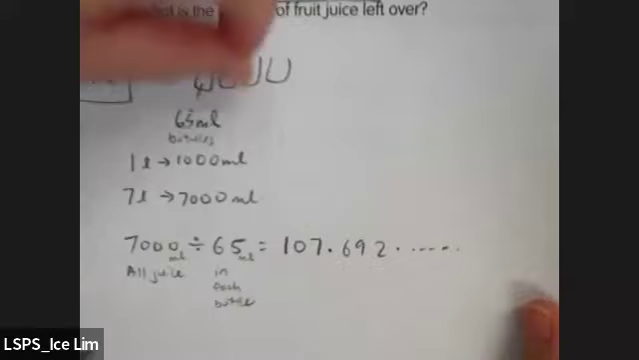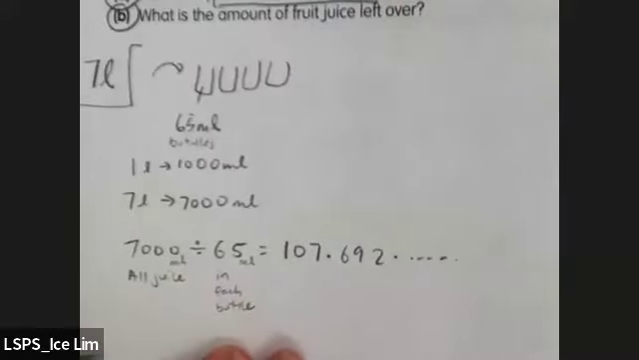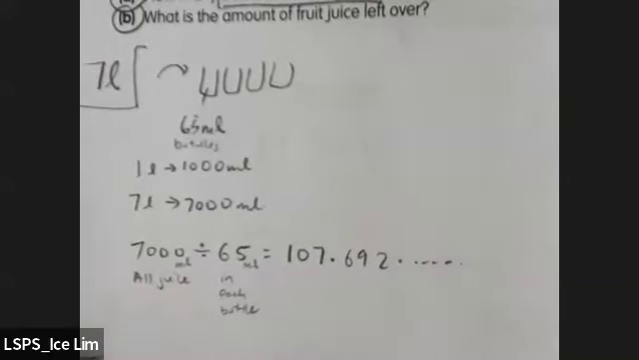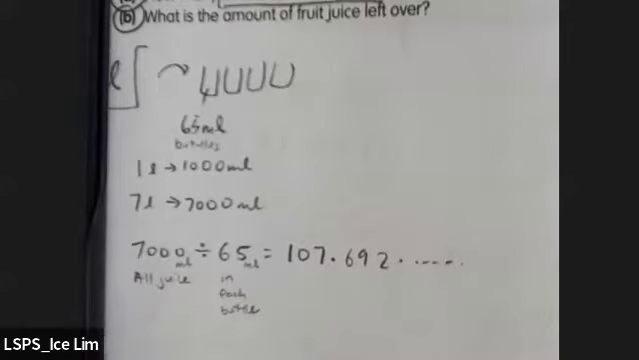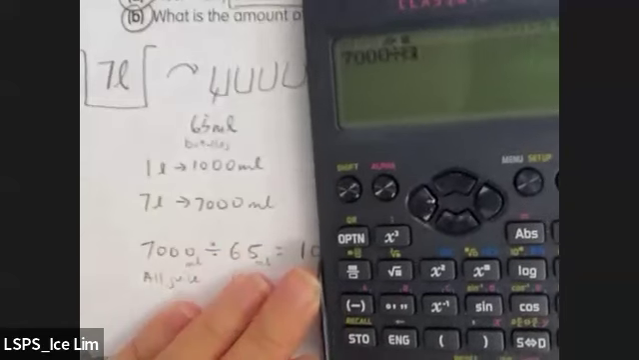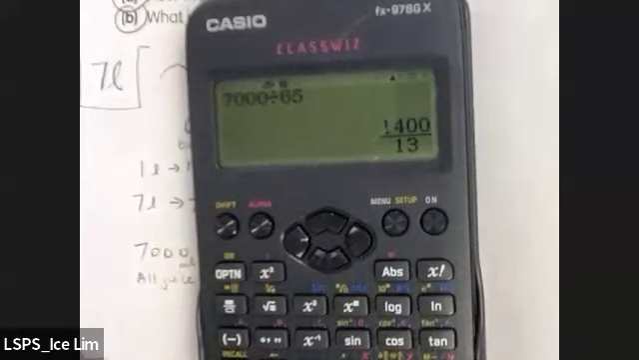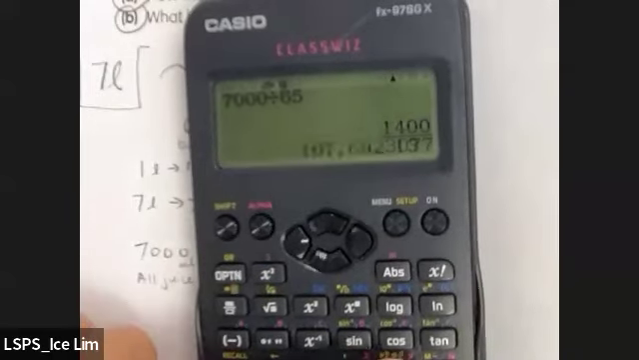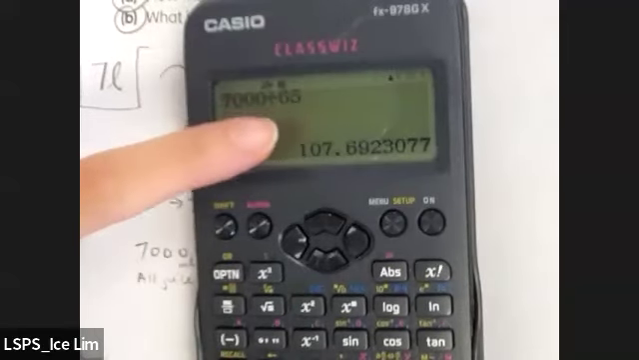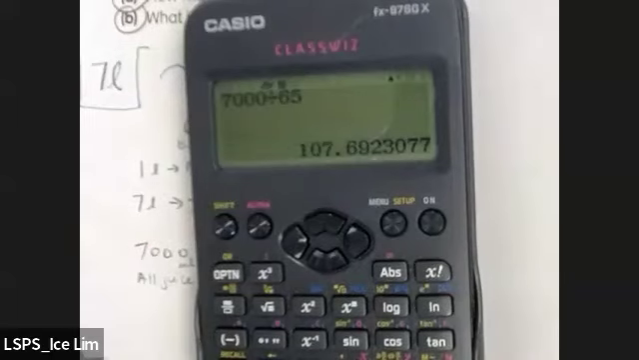So I'm going to pour one bottle at a time until I see how many bottles I can fill up. So using the calculator, I press 7,000 divided by 65. It gives me a weird fraction. And if I change it to a decimal, it looks like this: 107.6293... Okay?